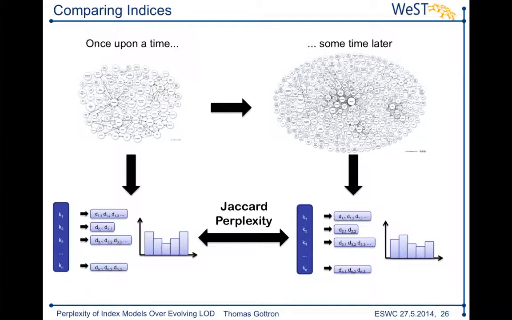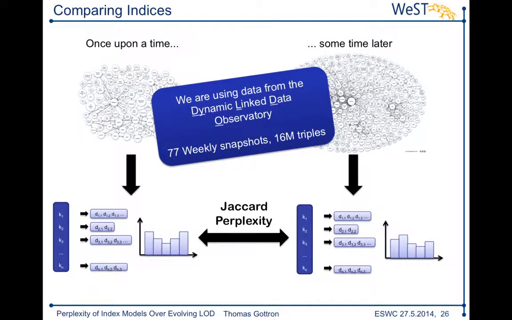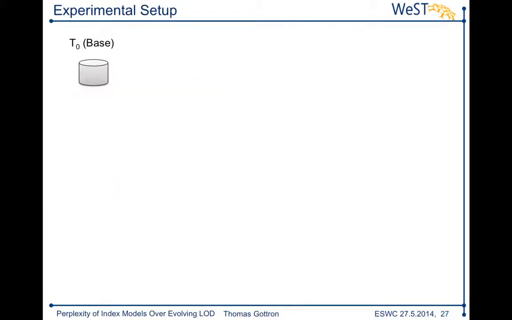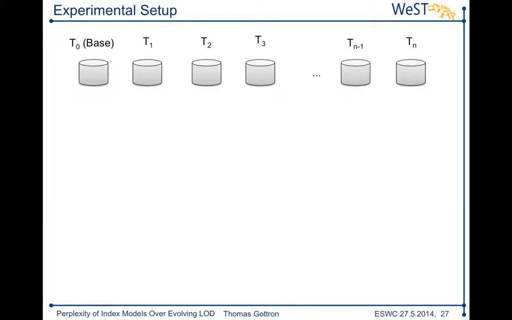For our experiments, we actually use data from the Dynamic Linked Data Observatory, which provides you weekly snapshots of always the same data sources. For the paper here, we have used 77 weekly snapshots, and each of these snapshots contains around 16 million triples. Now, with these snapshots of the same data sources, we can start with the first snapshot, which gives you our initial old value for which we assume we have built our index once upon a time, and now the data is evolving over time steps t1, t2, t3 to tn, in our case t77.